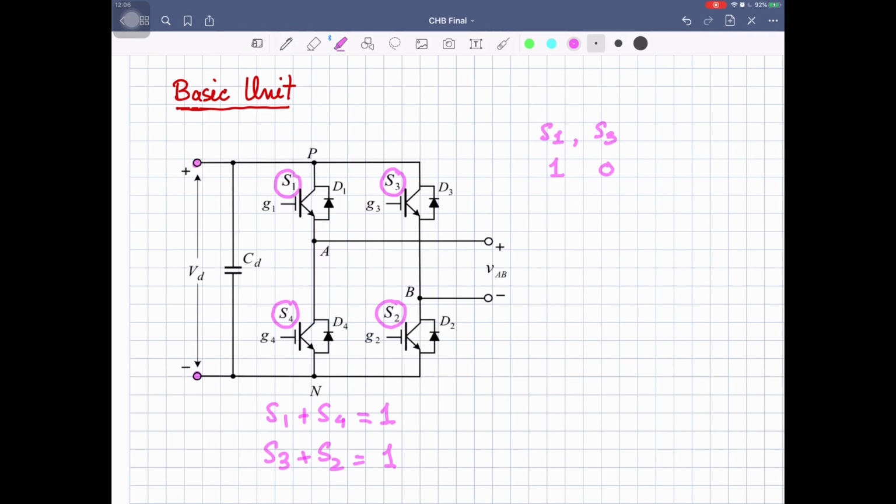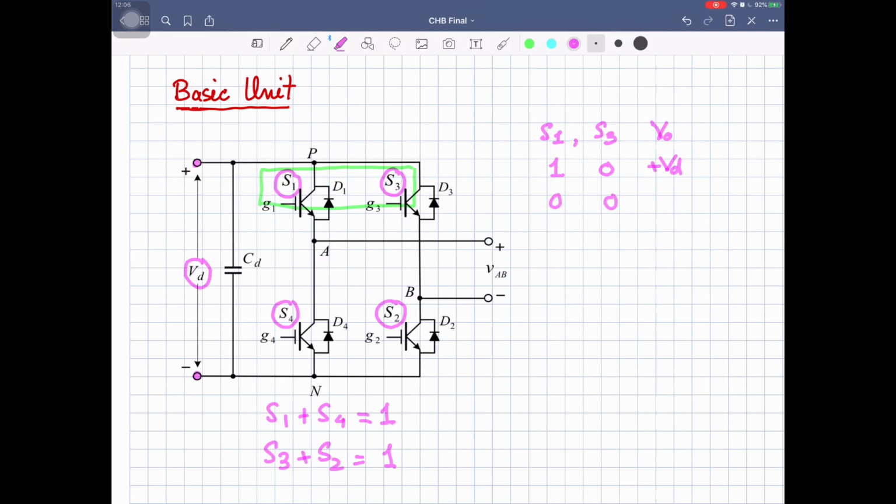Okay, so when I apply the switching combination 1 0 with respect to these two switches, what will be our output voltage? Our output voltage will be equal to VDC, whatever you are going to apply over here. So Vout will be equal to plus VDC. Now if I apply the switching combination 0 0, it means both of the high side switches are off.